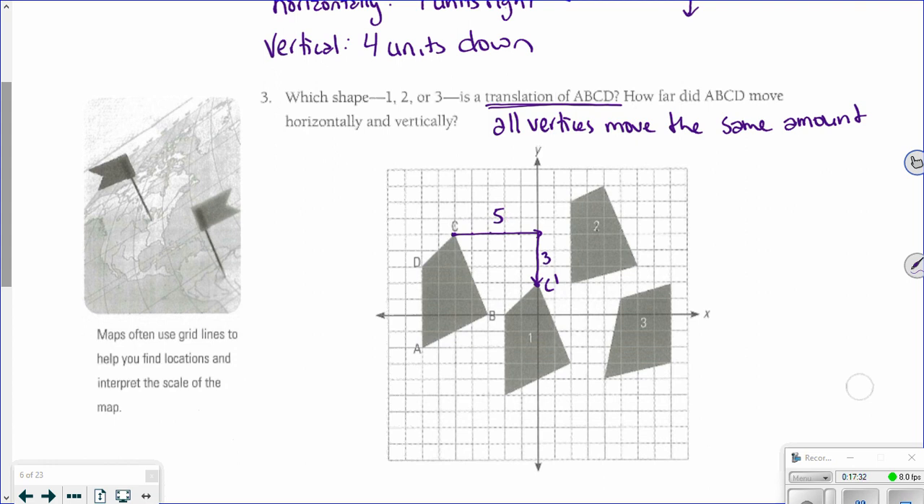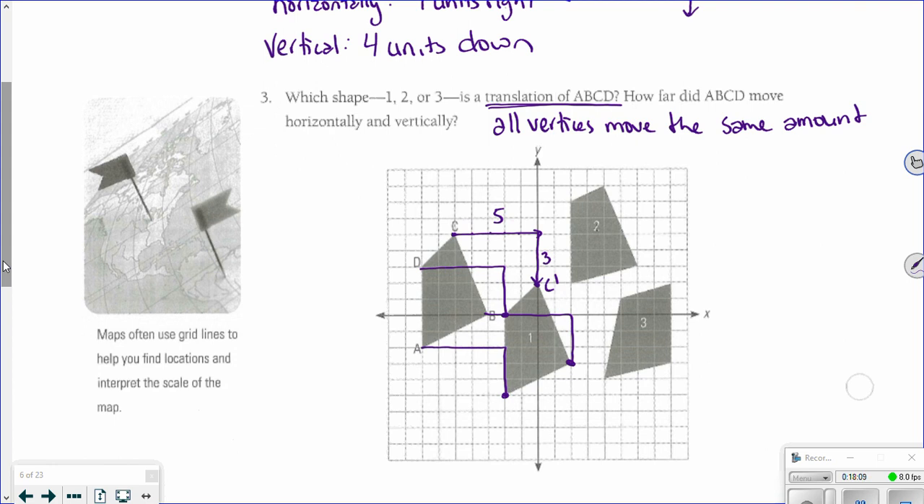That means every other point on my shape needs to go right 5, down 3. So for D, if I go right 5, down 3, I hit my next point. For A, if I go right 5, down 3, I hit a point. B, if I go right 5, down 3, everything matches up. So it looks like shape 1 is a translation of A, B, C, D.